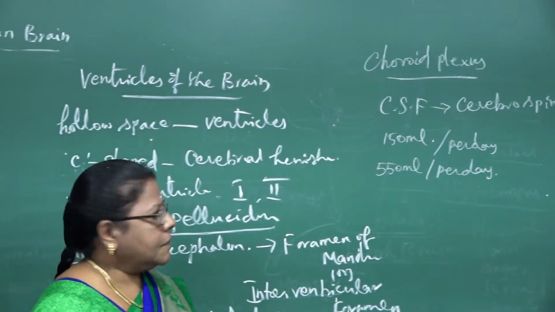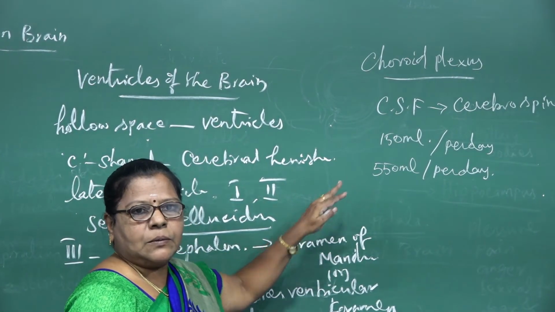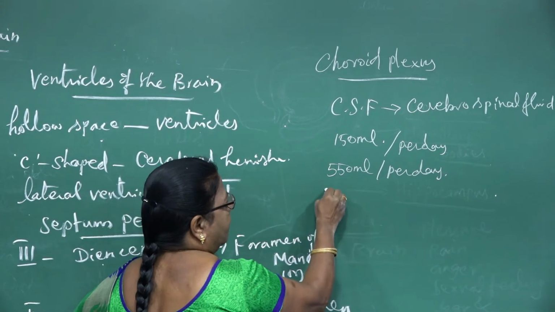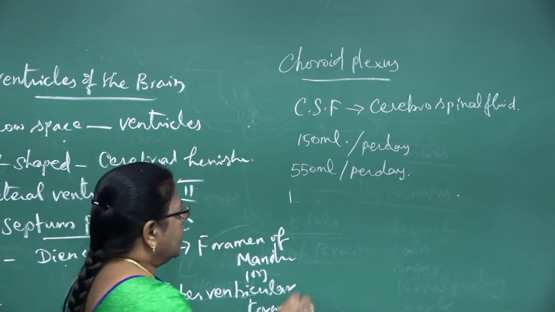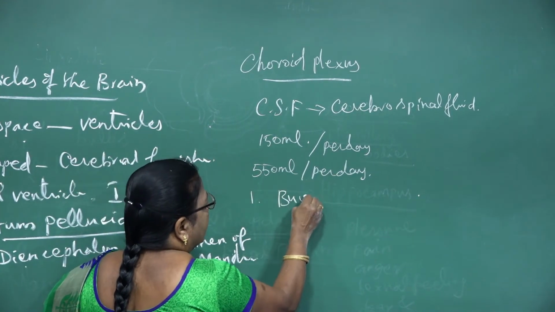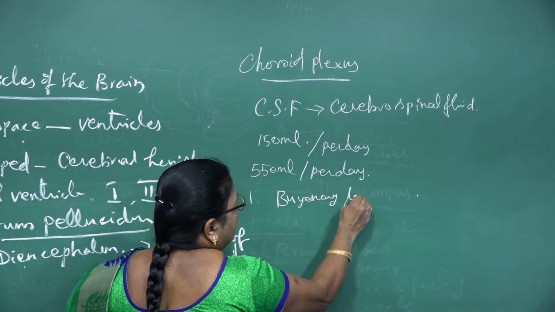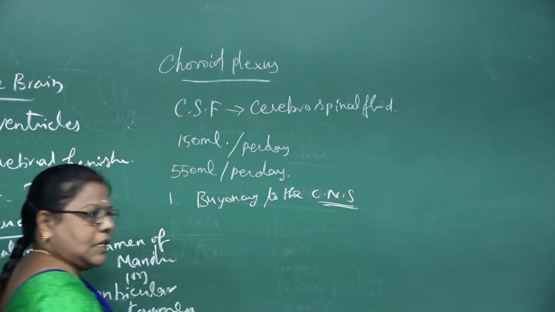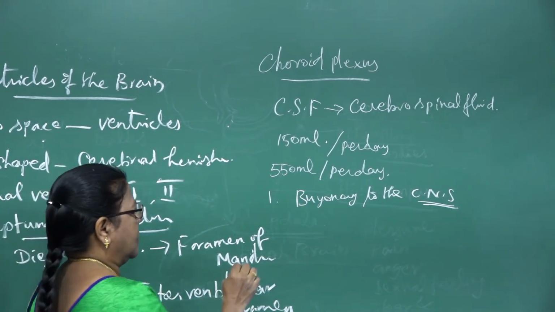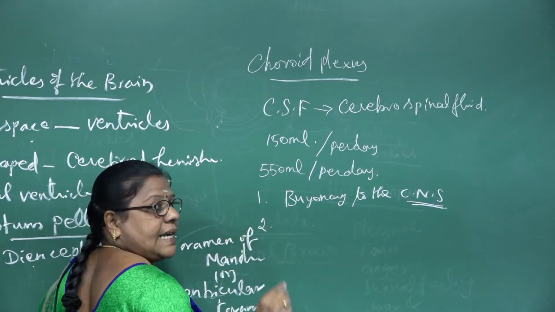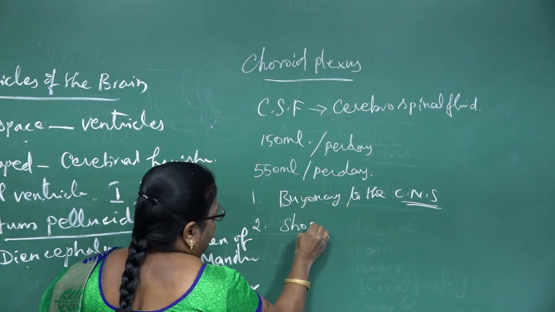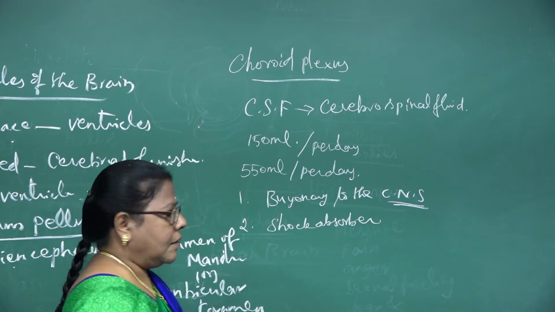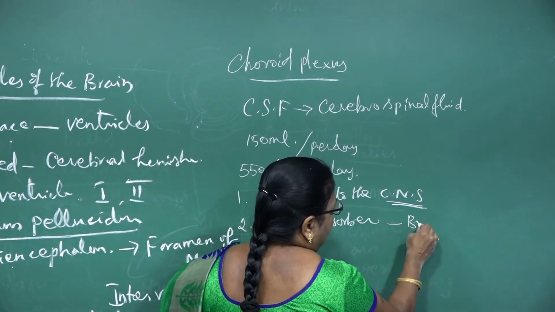The cerebrospinal fluid does different types of functions. That means the significance of the CSF. The first one, it provides buoyancy to the CNS. CNS means central nervous system. Second one, it acts as a shock absorber in the brain and the spinal cord.